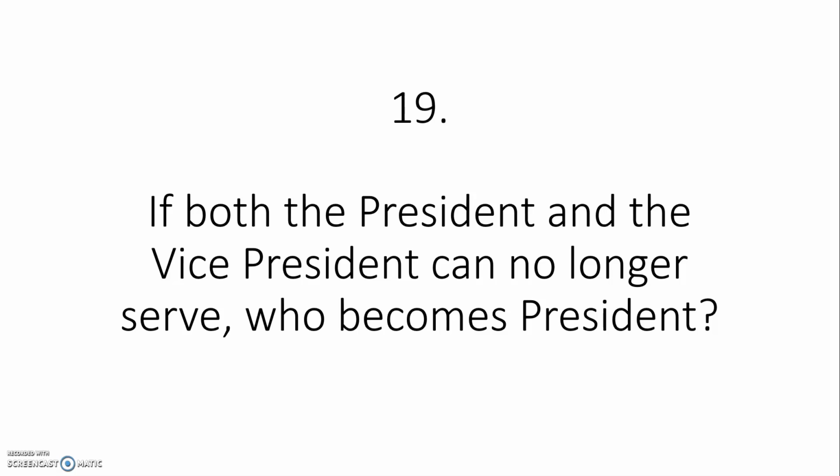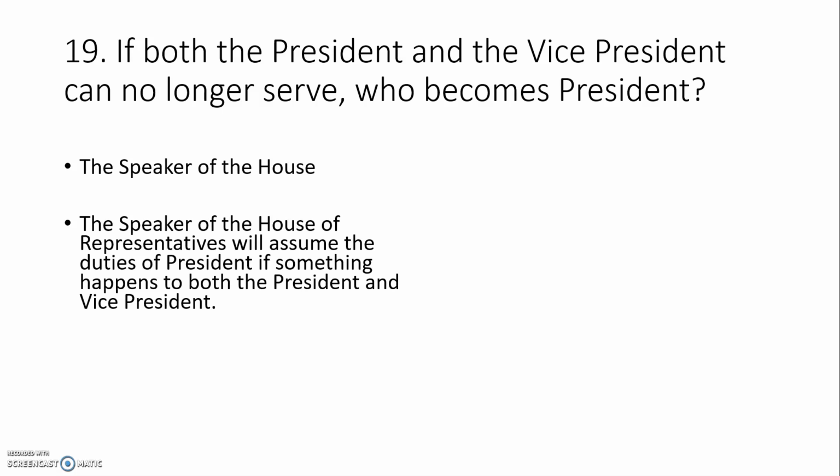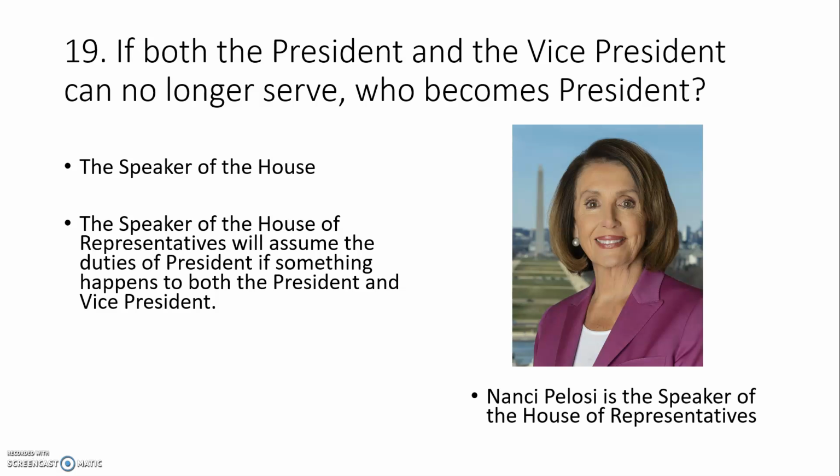Number 19. If both the President and the Vice President can no longer serve, who becomes the President? The Speaker of the House. The Speaker of the House of Representatives will assume the duties of President if something happens to both the President and Vice President. Nancy Pelosi is the Speaker of the House of Representatives.